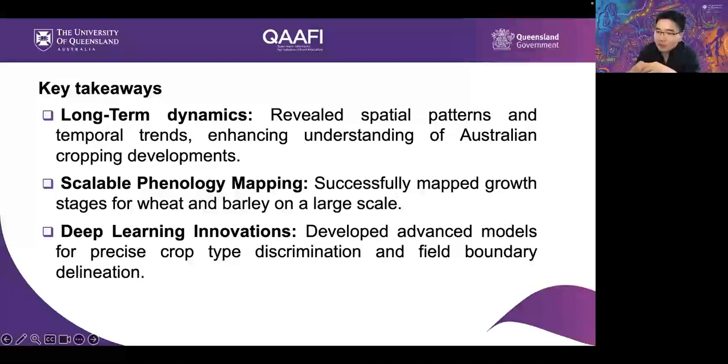And the third point is about the deep learning innovations in crop ID and the field boundary. Our new models here are a big step forward in identifying crops and outlining these farm fields. And these outputs will help us make better decisions for each crop and for each field.